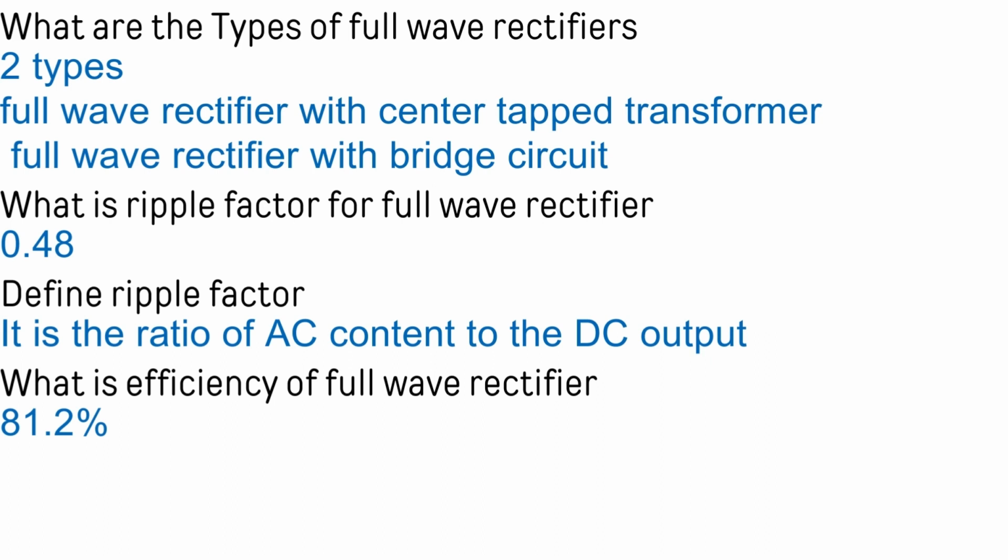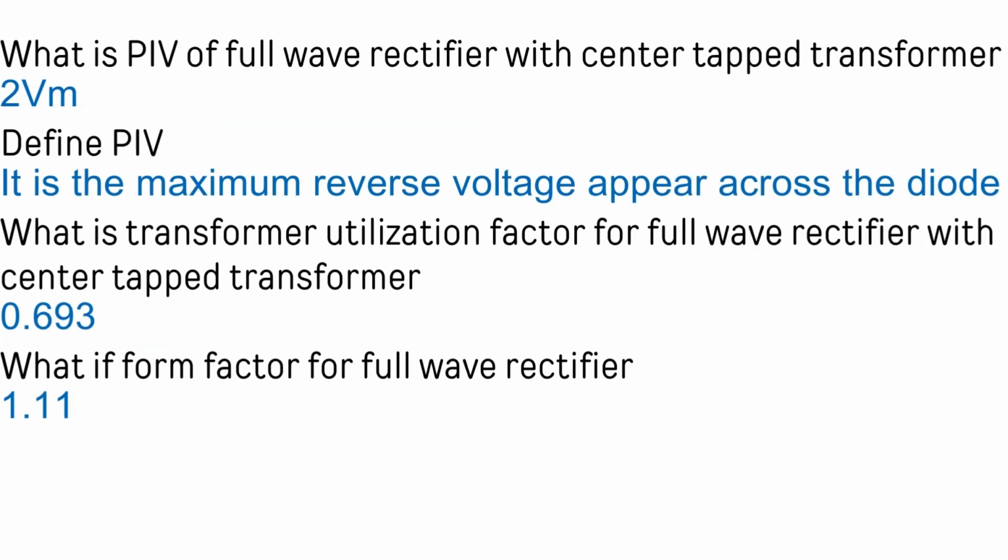Now what is the ripple factor for full wave rectifier? The ripple factor for full wave rectifier is 0.48. Define ripple factor. It is the ratio of AC current to DC output voltage. What is efficiency of full wave rectifier? Efficiency of full wave rectifier is 81.2%.